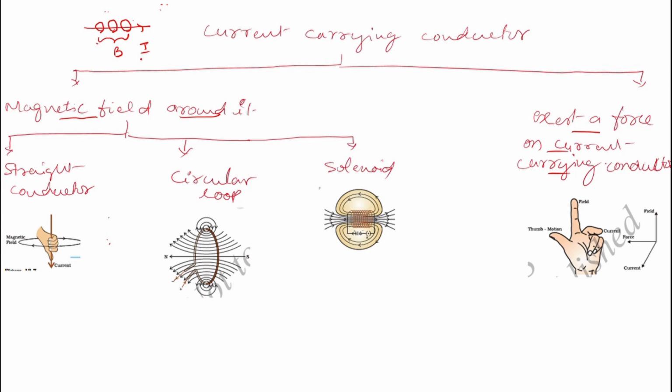Next, one more point is there that we will discuss in the next step. See, a current carrying conductor creates two properties. One is a magnetic field around it. The second one is that it exerts a force on the current carrying conductor. This is the third one. That means you can see three properties in a current carrying conductor: one is magnetic field, second one is current, and third one is force.